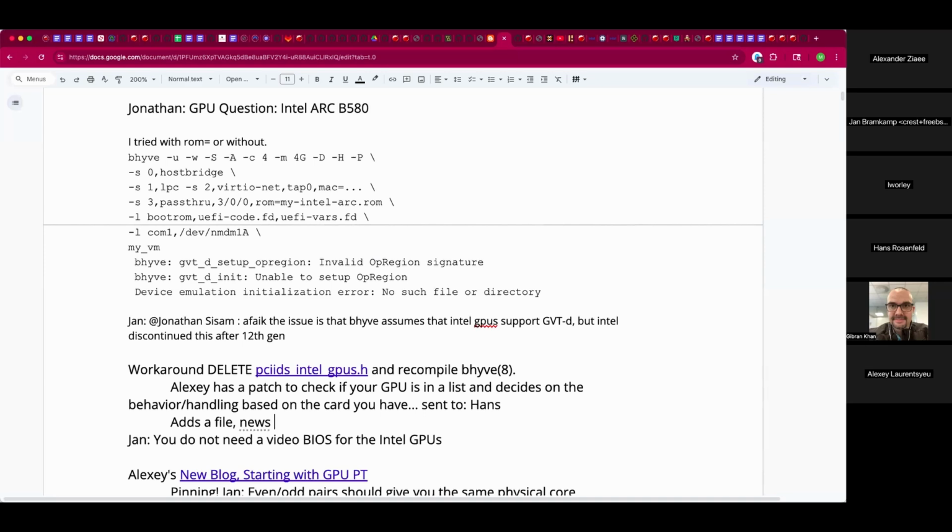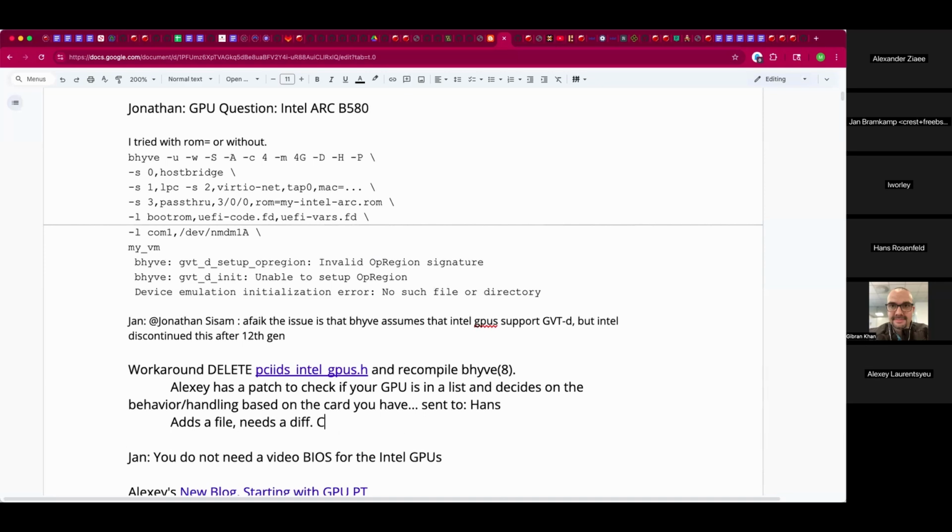You could just try making a pull request against the FreeBSD GitHub repository and hope that it gets reviewed that way.